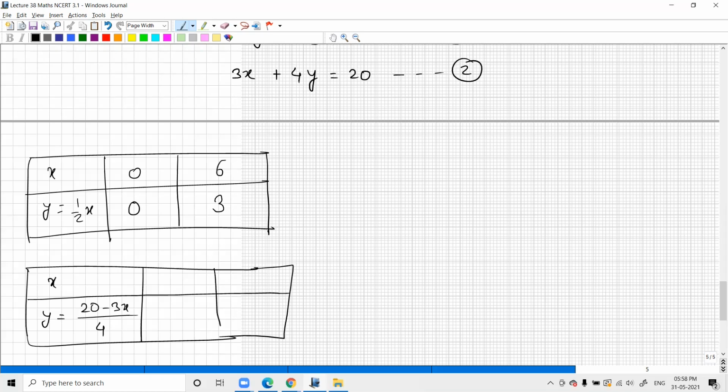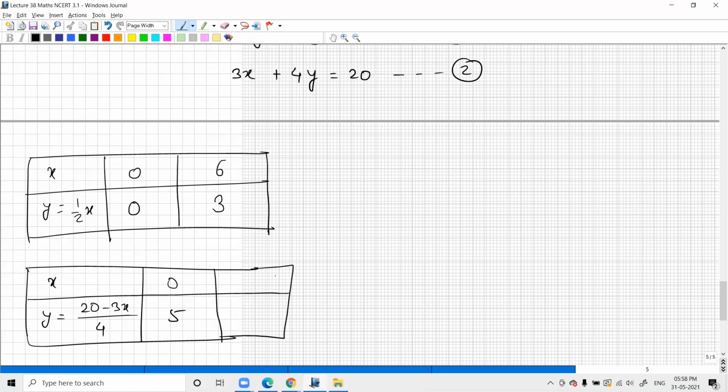So tell me what values can I take here? I can take x equal to 0. That will make it 20 by 4, which will become 5. So 0 is a good number. Let's take x equal to 0. If I do that, it will be 20 by 4, which is 5. Then what else can I do?